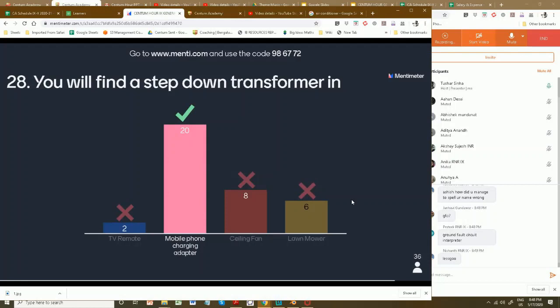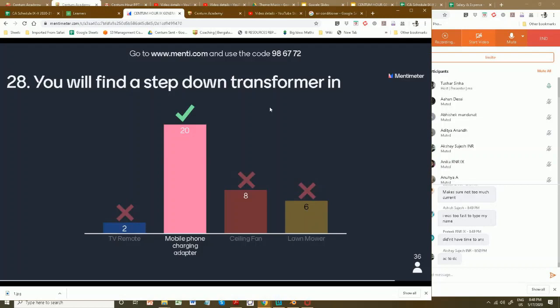Why is it required? Now that you know, most of you are correct: it reduces voltage. Yes, it steps it down, right? So you don't require so much high voltage. Hence, what it does is it takes 220 to 240 volt input and reduces it to 5 volt.